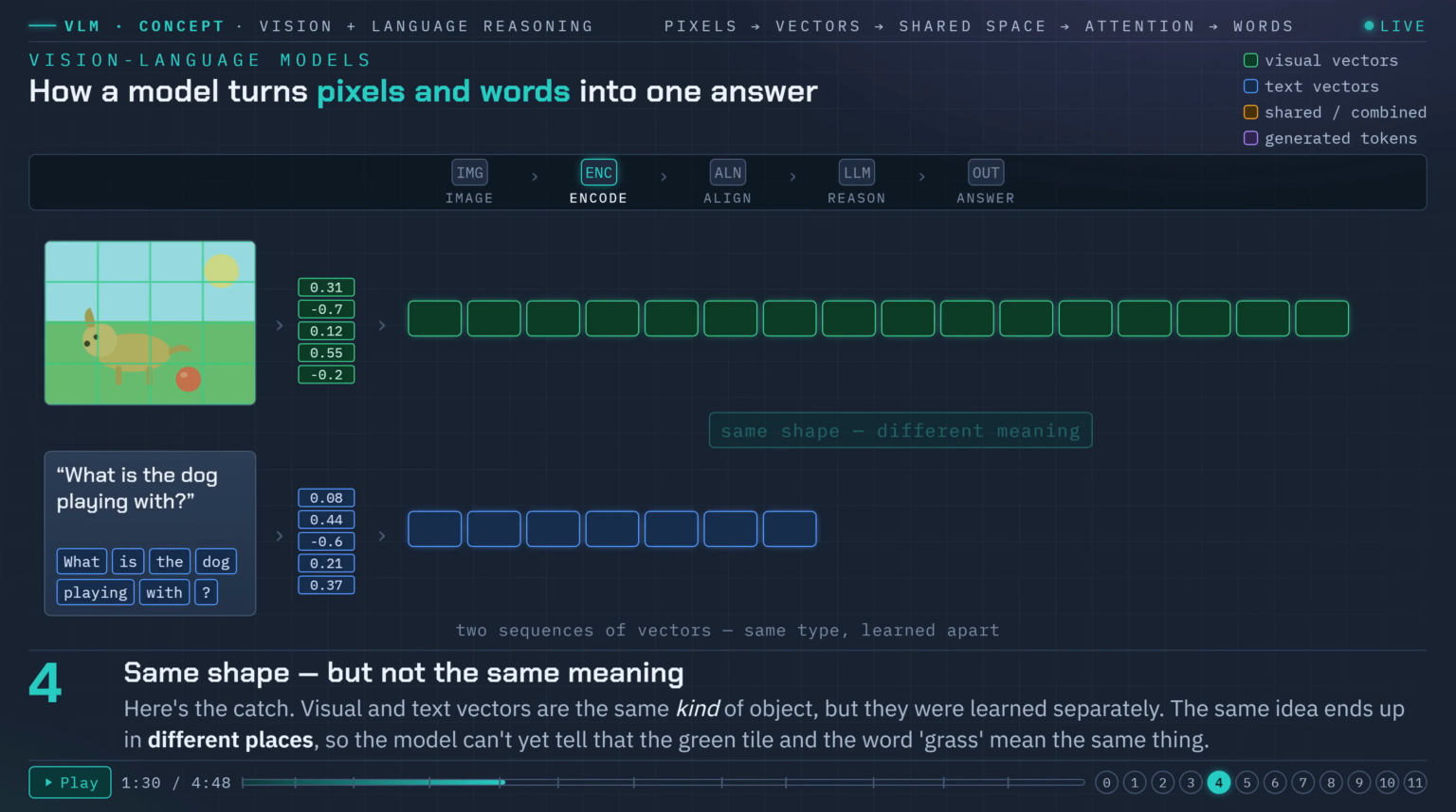And here is the catch. Visual vectors and text vectors have the same shape, but they were learned separately. The same idea can land in different places, so the model can't yet tell that the green tile and the word grass mean the same thing.